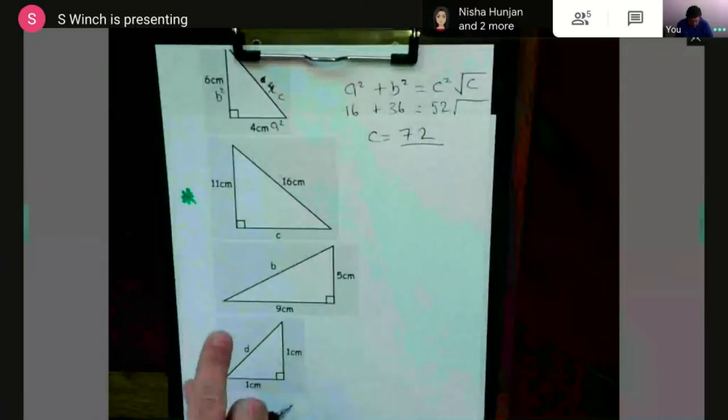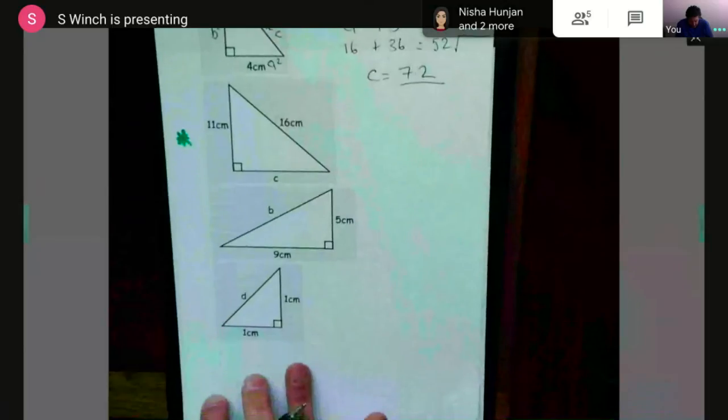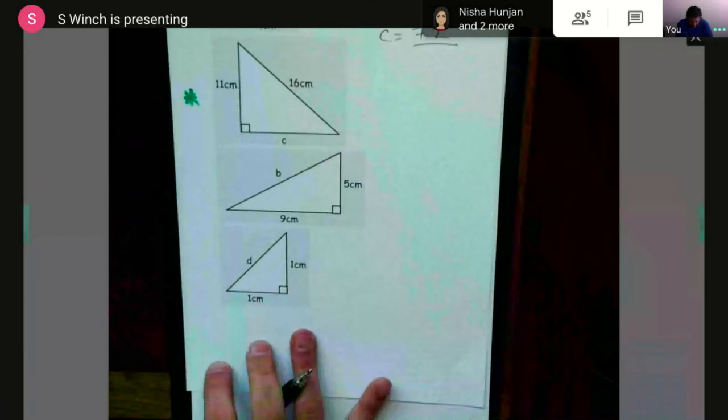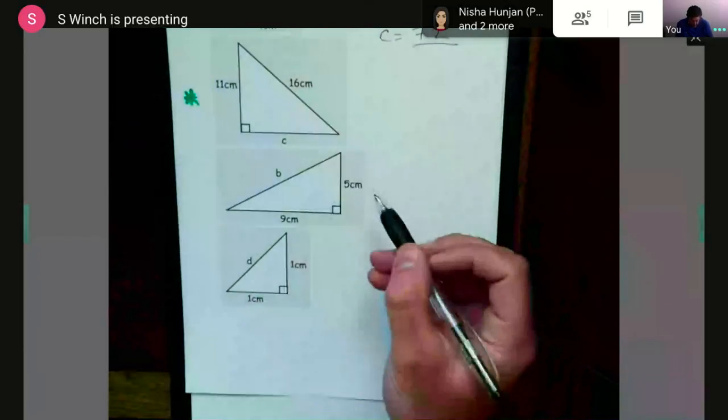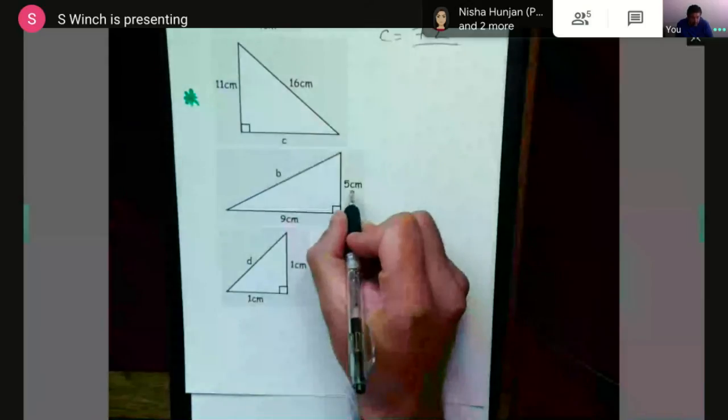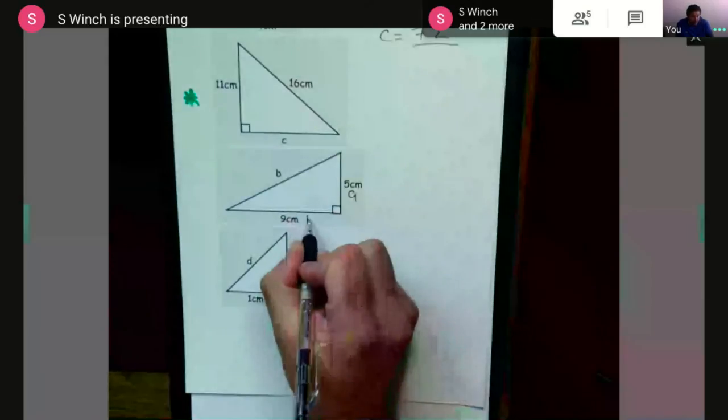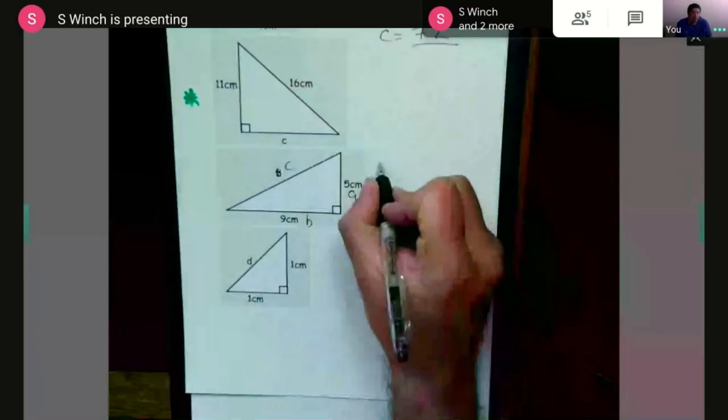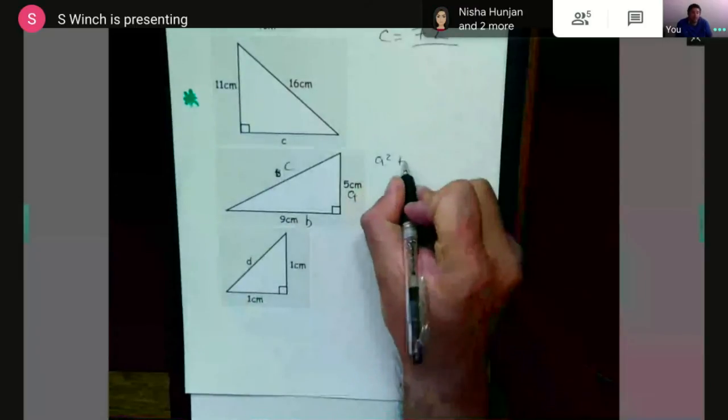Okay, so let's have a look at the third one. We're going to jump back to the second one in a minute because it's slightly different, and hopefully you can recognise why it's slightly different. Here we've got A, and we've got B. I'm going to call this C. Remember the formula, A squared plus B squared equals C squared.